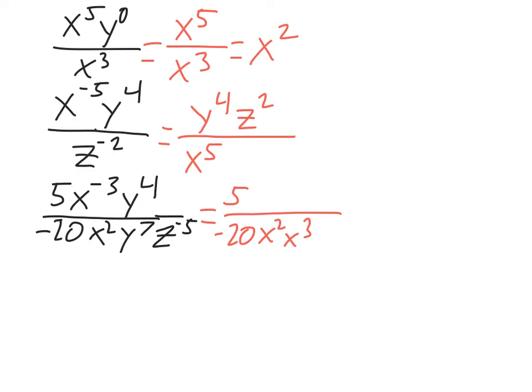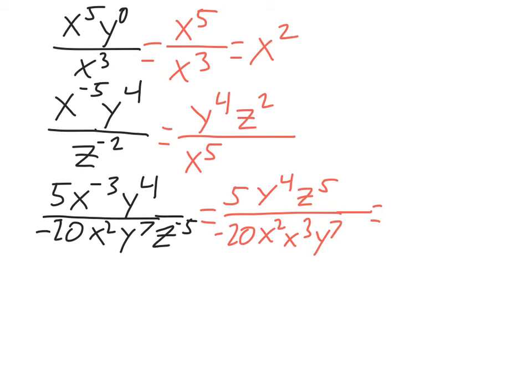Now, the y's are both positive, so those stay exactly where they are. Y to the fourth and y to the seventh. Then z. Z to the negative fifth gets brought up top and becomes z to the fifth. Now we have to do some simplifying.